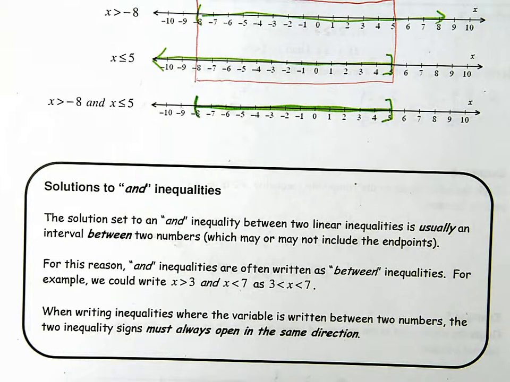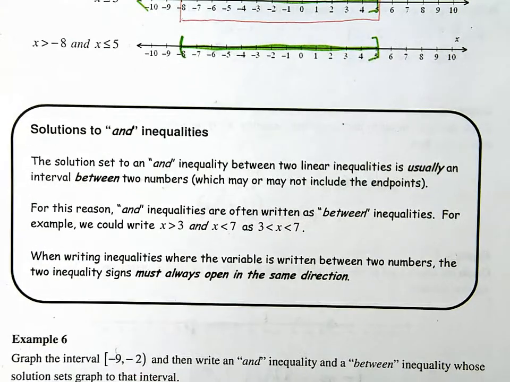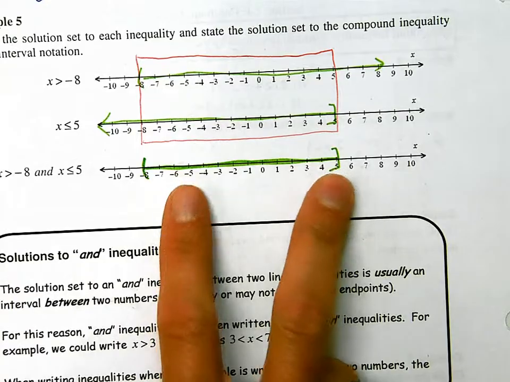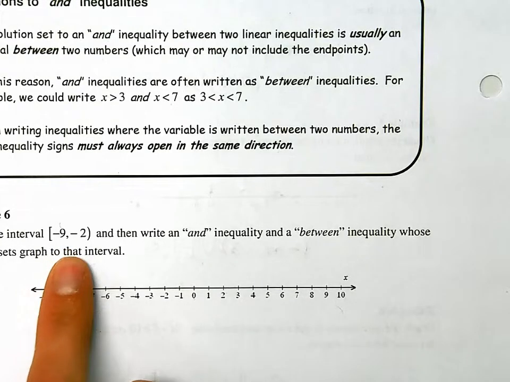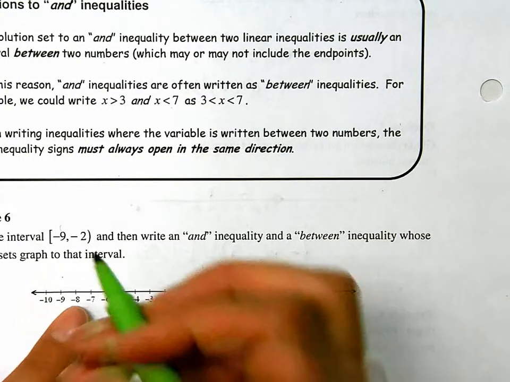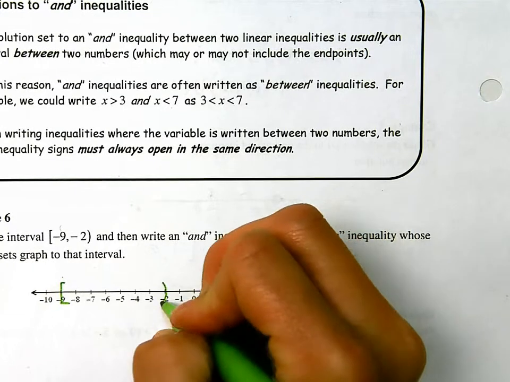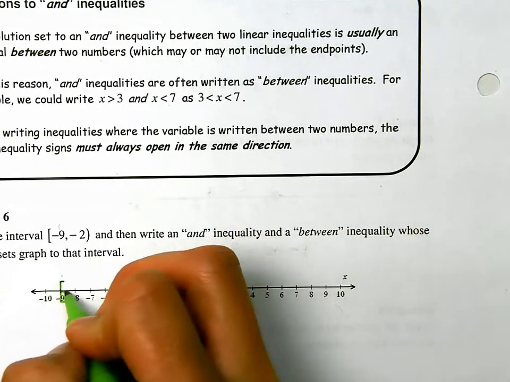Emma said, can we put the inequalities all together with 2 inequality signs and the variable in the middle? The answer is yes, if it's an and. Those are called between inequalities or 3-part inequalities. Inequalities typically tend to be between 2 values like this. So when we're looking at this, we want to graph the interval -9, -2. We're starting at -9 with a square bracket included and going to -2 with a parenthesis.